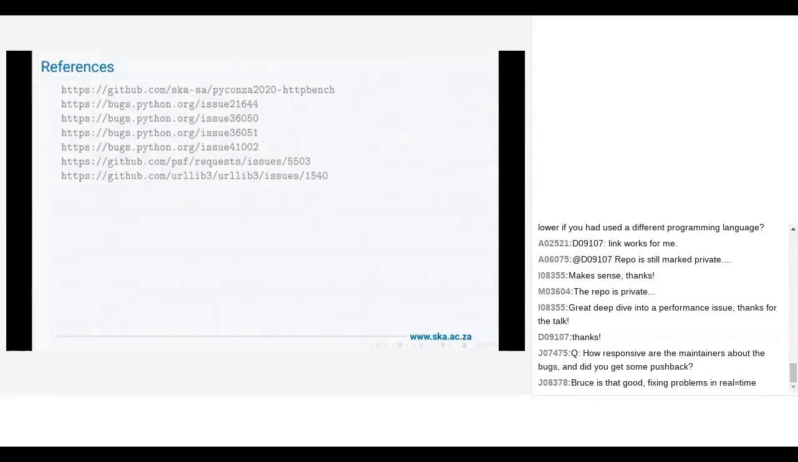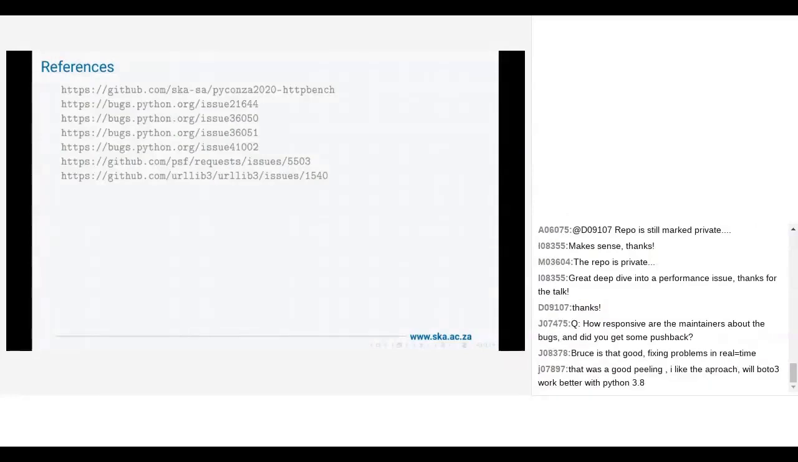Cool. And there's one last question from Johan. How responsive are the maintainers about the bugs, and did you get some pushback? Yeah, it's been sort of a mixed experience. So Python itself, on these issues, I've had reasonable responsiveness. Probably helps that the first bug I filed, a Python core dev fixed, and then when I filed the next one, I pinged him directly to say, so it's related, would you look at my PR? I have in other cases with Python got PRs that have just kind of died, and I can't ping the maintainers and nothing happens. Urllib3, I haven't really had any response on. The requests one, I haven't really had any response on.